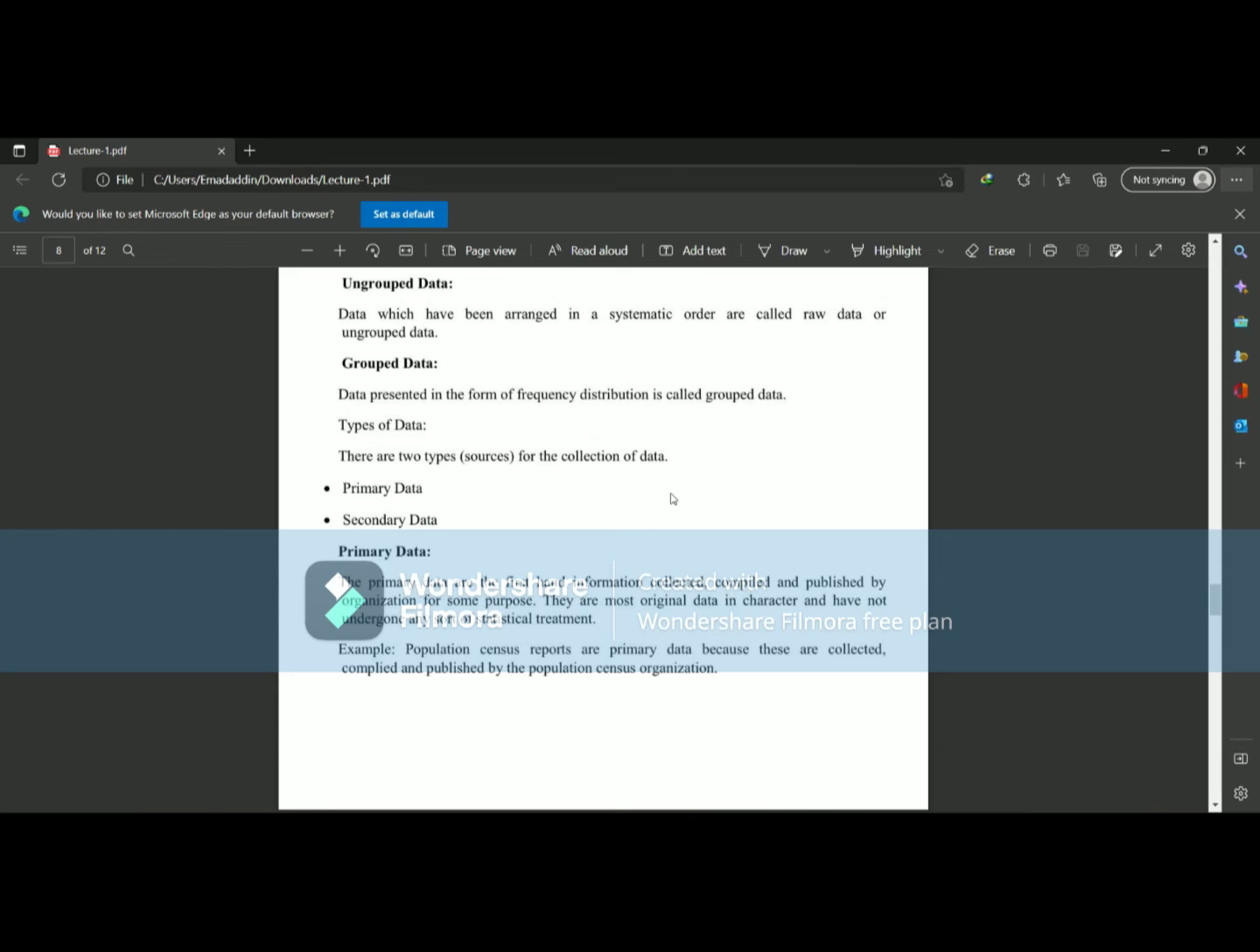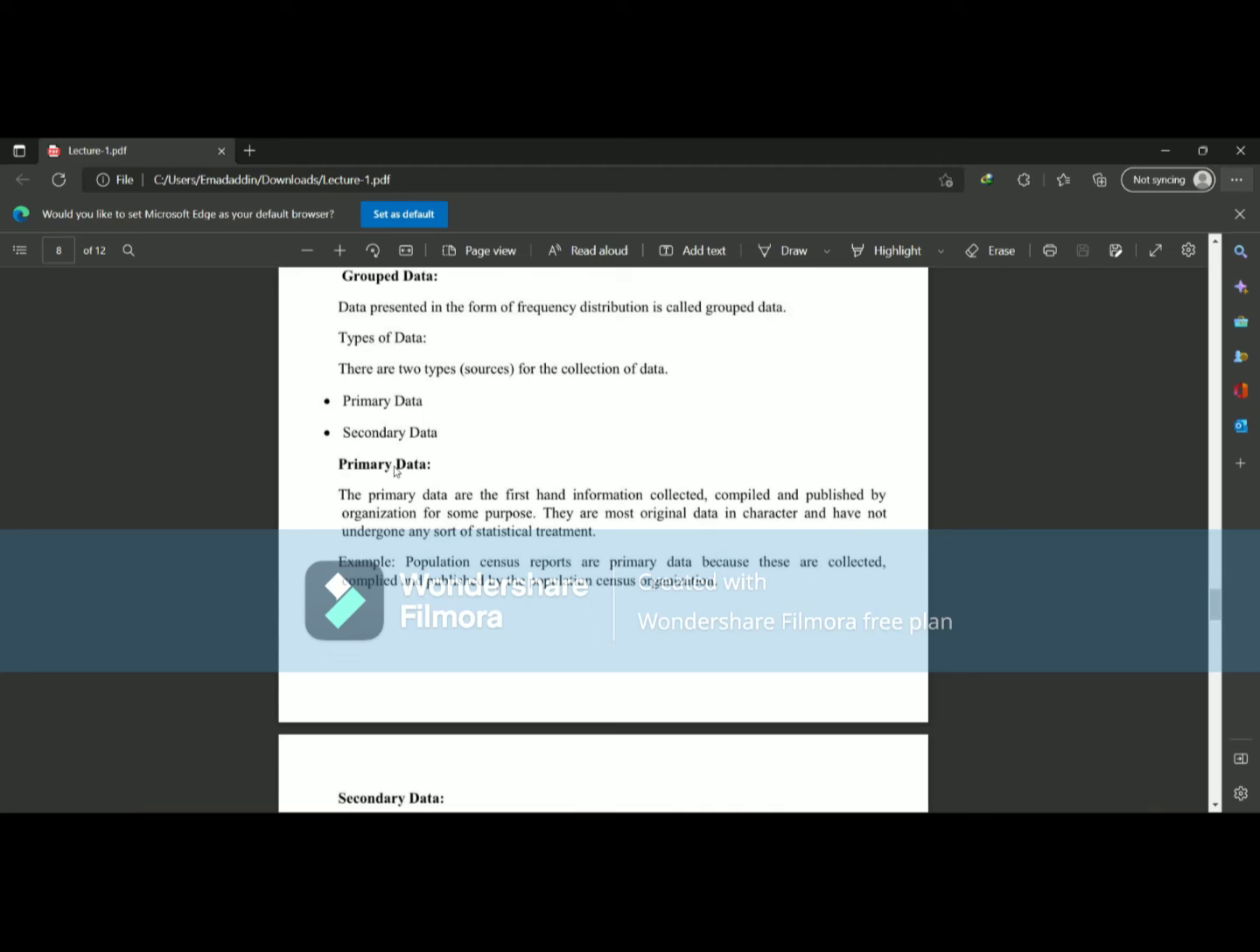There are two sources for the collection of data: primary data and secondary data. The primary data are first-hand information collected, compiled, and published by an organization for some purpose. They are most original in character and have not undergone any sort of statistical treatment.